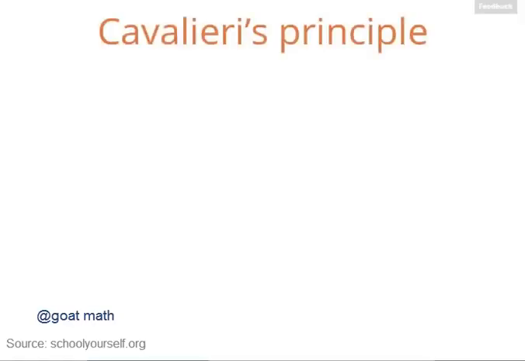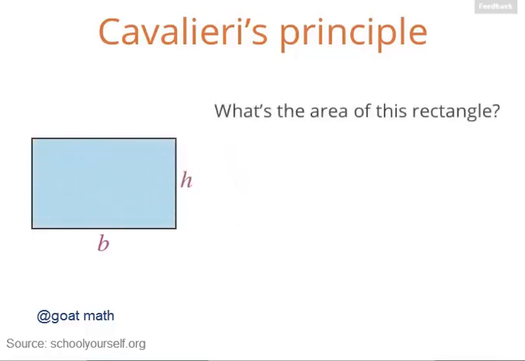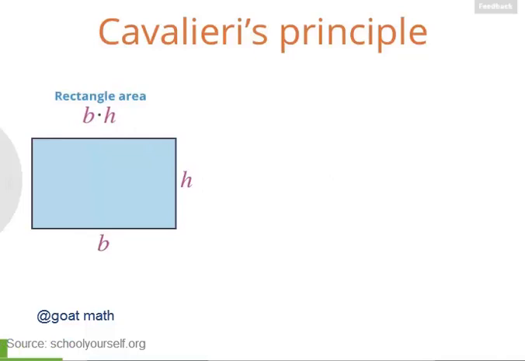Here we'll introduce Cavalieri's principle, which is a way to find the areas of certain kinds of shapes, like this one here. But we'll start off with a rectangle. And let's say the base of this rectangle has length b, while the height has length h. What's the area of this rectangle? If you're not sure, click down here to review. Right, the area of a rectangle equals its base times its height, so that's b times h for this rectangle here.